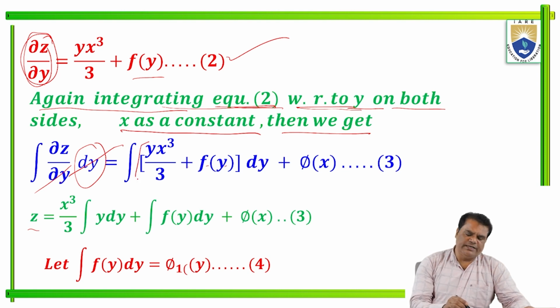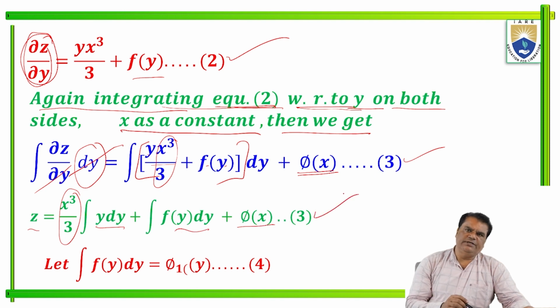There are two functions here. And φ(x) is constant when integrating with respect to y, so x is a constant. So we are adding here some function of x as an arbitrary constant. This is equation 3. Now breaking this function in two parts: x³/3 is constant with respect to y, taking out the integration of y dy plus the integration of f(y) dy, and φ(x). This is equation 3.